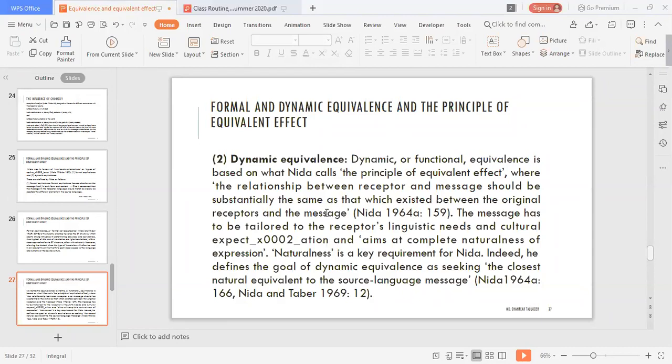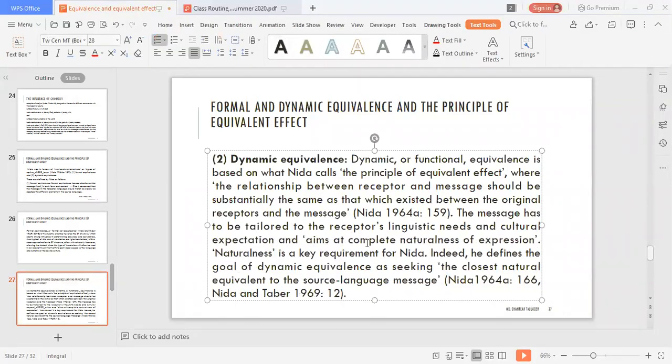So the original receptor and the message, the way actually it was, the message has to be tailored to the receptor's linguistic needs and cultural expectation. Okay, the cultural expectation. So the message has to be tailored to the receptor. So just focus on these centers, then you will understand it very easily. You can see that from the very name, dynamic. In the formal equivalence, the focus is on the source text. In the dynamic equivalence, the focus is on the target text. Here the focus is on the source language. Here the focus is on the target language.